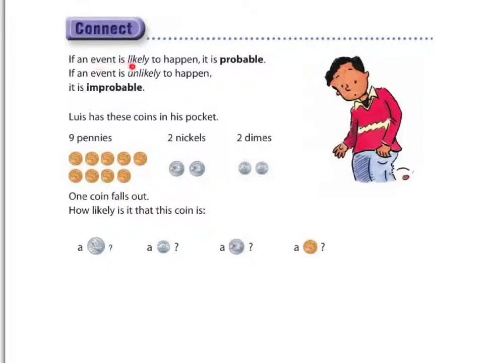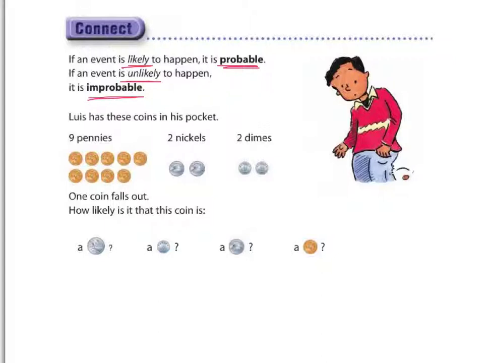So if an event is likely to happen, we consider it to be probable. So we could use the words likely or probable to describe an event. If an event is unlikely to happen, it is considered improbable. So unlikely and improbable we could use to describe the event.